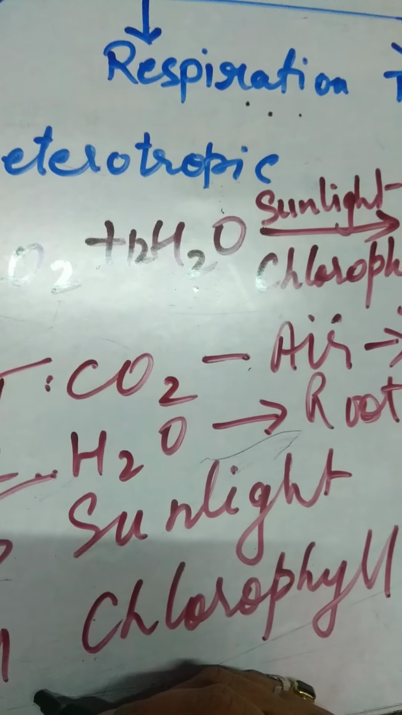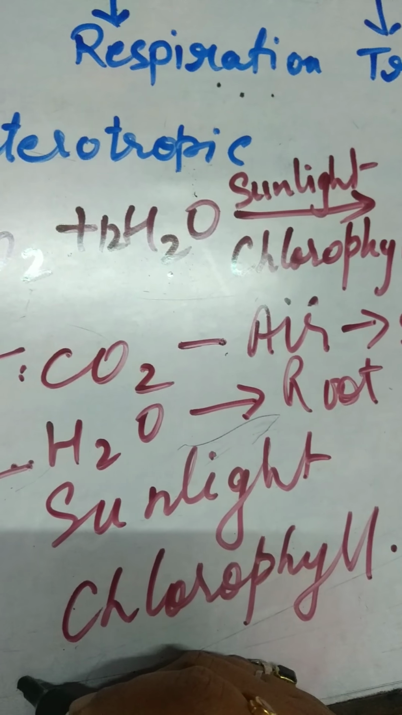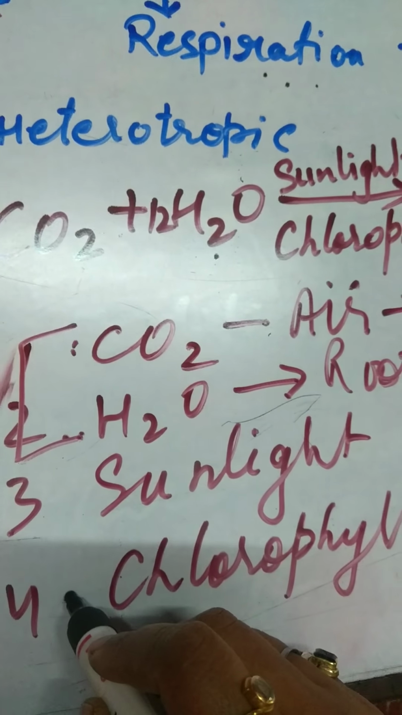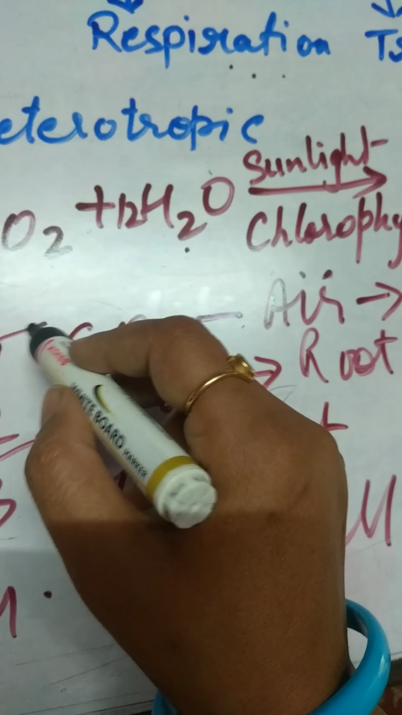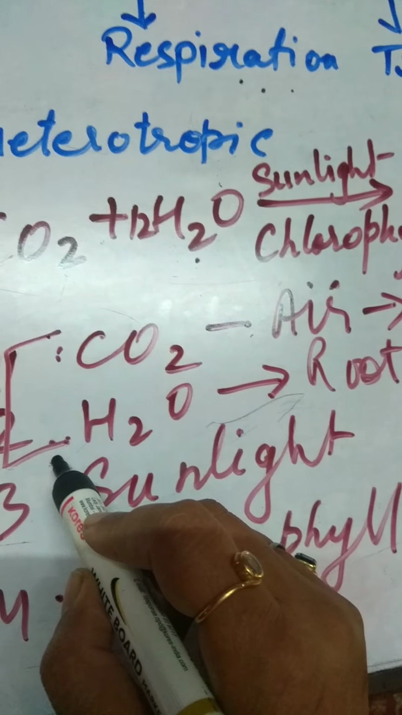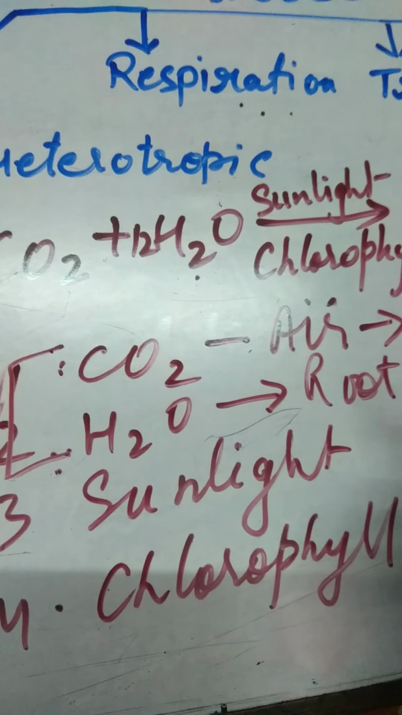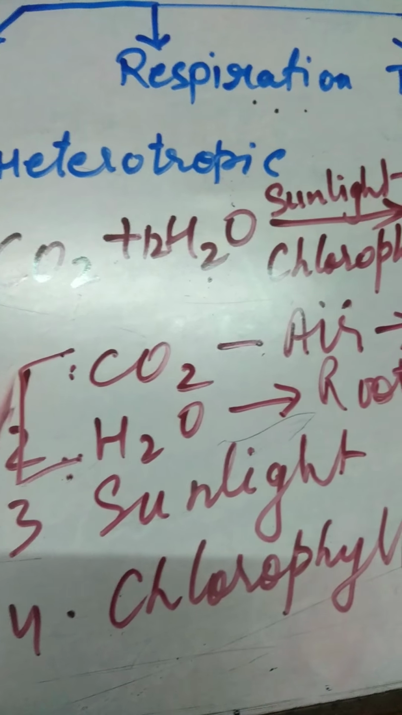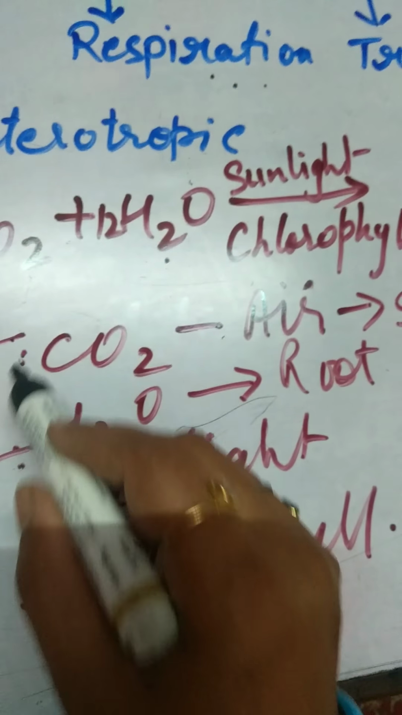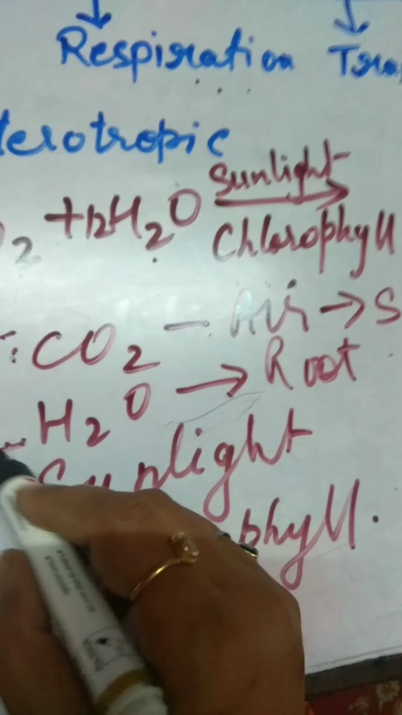It may be asked, what are the raw materials required by the plants for photosynthesis? Normally students write all these four. No. Only carbon dioxide and water are the raw materials. What are raw materials? They are in the initial form, and then they are converted into complex substances. So, these carbon dioxide and water are converted into carbohydrate. So, these are raw materials.